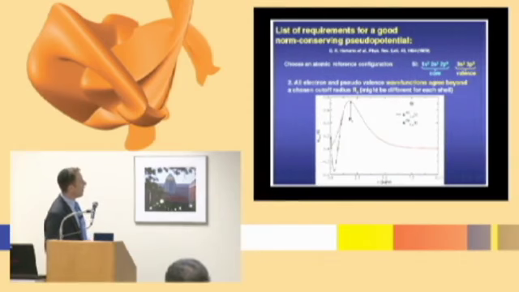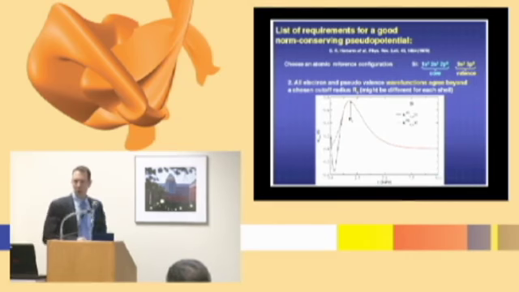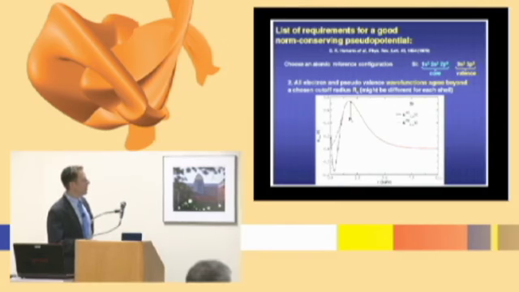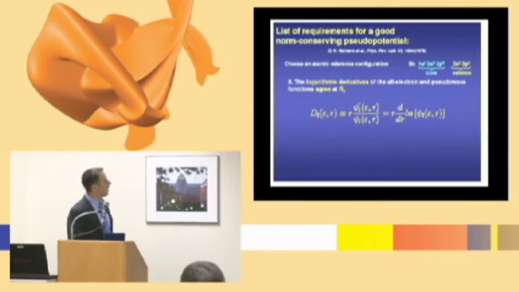Number two, you want the wave functions to agree beyond some cutoff radius, so that if you look at the orbitals outside some distance, you want them to agree. That's kind of a requirement. So all pseudopotential generation methods insist on that.